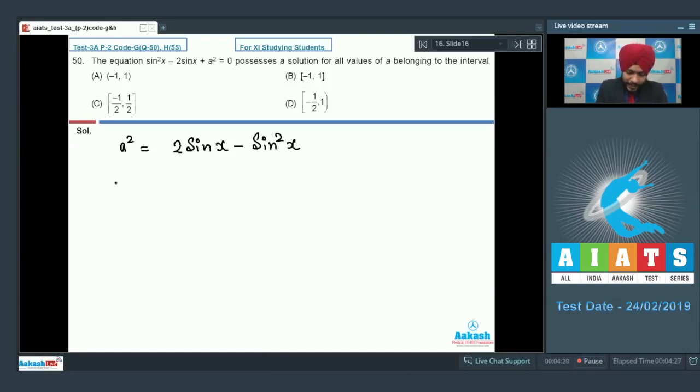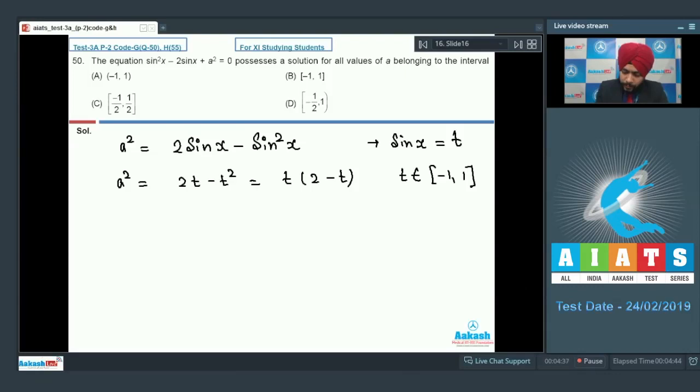and we can easily say that if sin x is t, this is 2t minus t square or t into 2 minus t, and that is a quadratic equation in t. Here sin x is t, and since sin x belongs from minus 1 to 1, we have to draw the graph only from minus 1 to 1. So let us go for it. This graph has roots t equal to 0 and t equal to 2. Obviously sin x can never be 2. Minus 1 to 1.